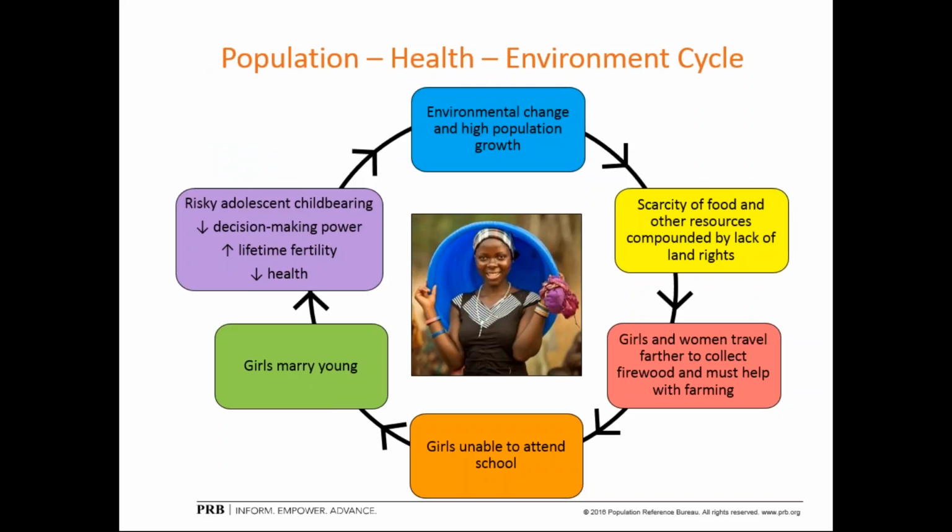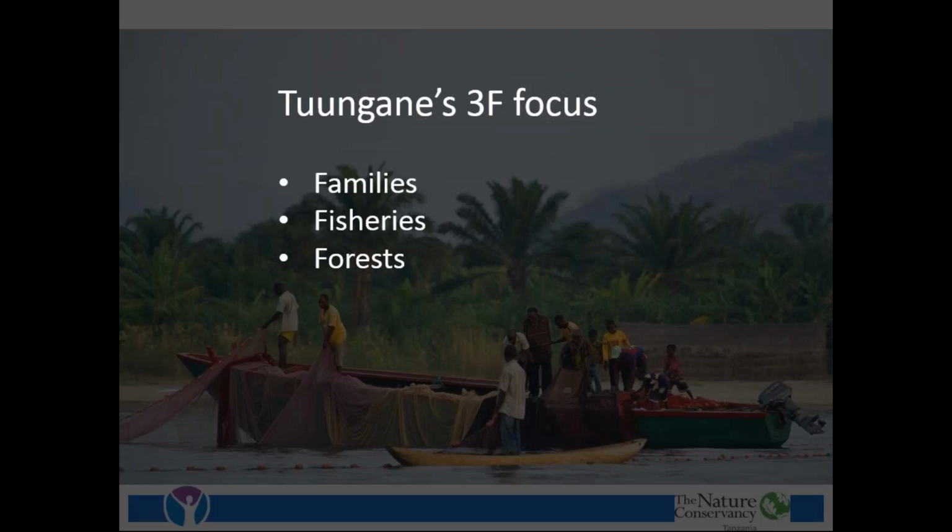So here you can see the cycle of how high population growth leads to environmental change, which in turn leads to food insecurity and limited land rights, a lack of education, young marriages, poor health, which continues the cycle of population growth and leads to further environmental degradation. So we want to break this cycle. Next slide, please.